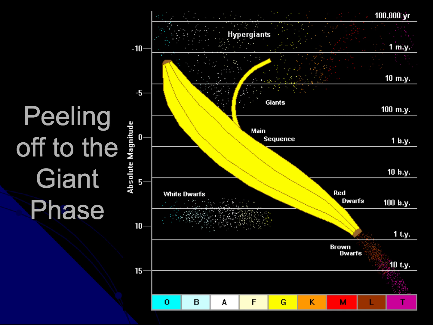Remember the dorky sentence I gave you in the third lecture so you can learn to remember the letters in order? The letters from left to right are O, B, A, F, G, K, M. And the dorky sentence is, "Oh, be a fine girl or guy, kiss me." The L and T stars to the far right are not truly stars, but brown dwarf objects that never had enough mass to start fusion.